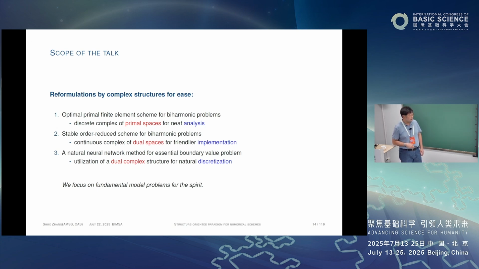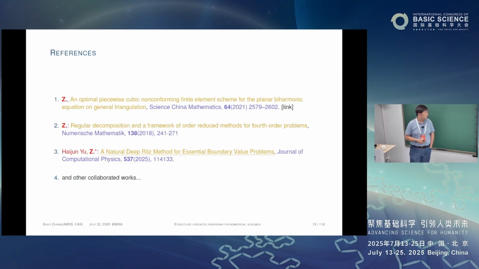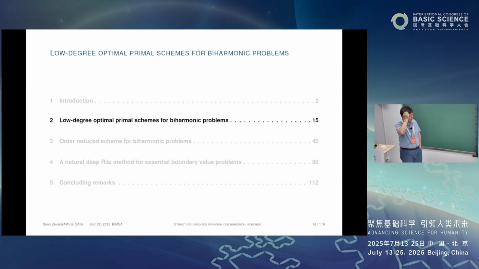And I will focus on fundamental model problems. But I think even for this fundamental model problem, it can find true applications, real applications, and these are the main references. And also I will mention some collaborated works with my friends. At this part I will talk about some optimal scheme for the biharmonic equation.